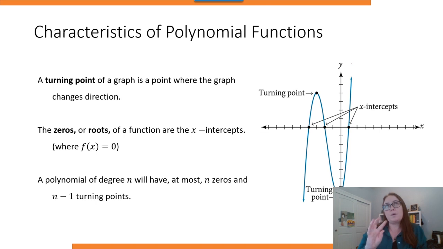So if I have a polynomial that is the 5th degree, so its highest power on an x is 5, then there's no way there's more than 5 zeros or x-intercepts. Okay, there could be less, but no more than 5. And there's no more than 4 turning points. So it can only change directions 4 times at the most for a 5th degree polynomial.